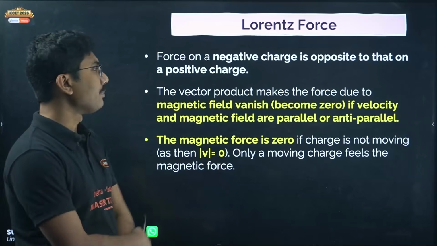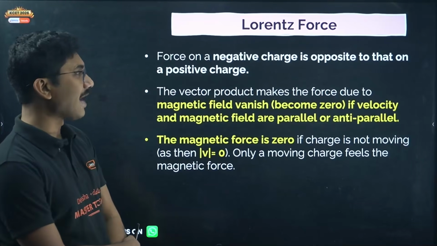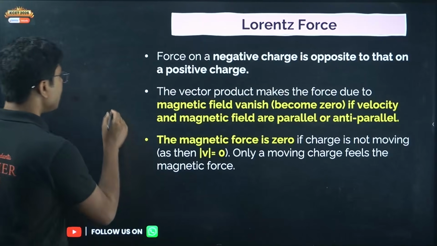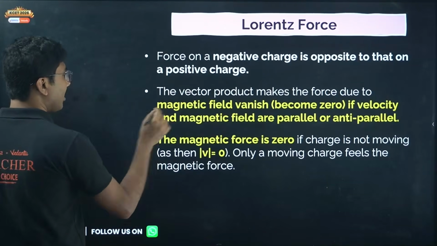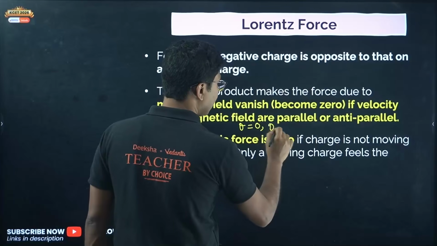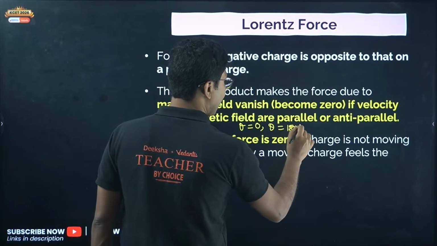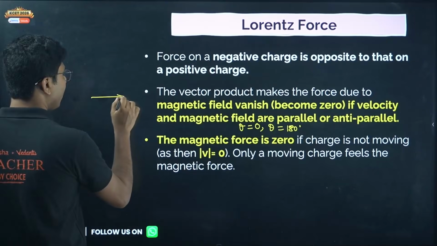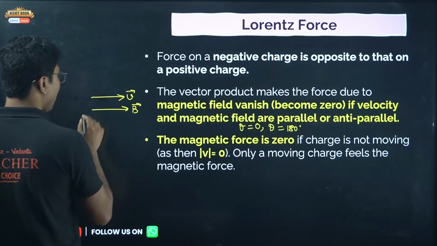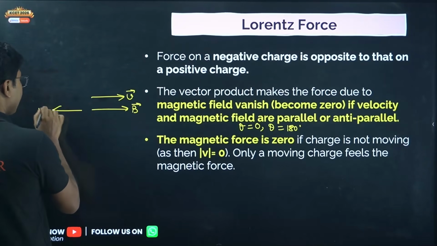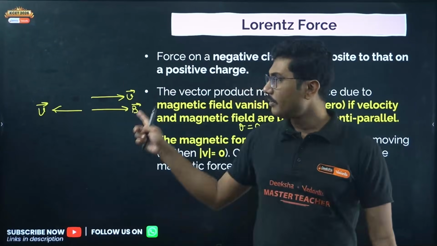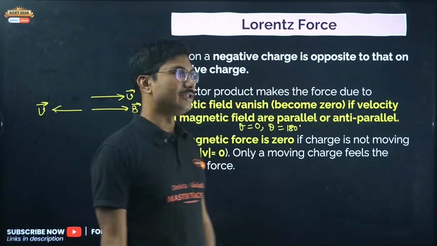The vector product makes the force due to magnetic field vanish if velocity and magnetic field are parallel or anti-parallel. So QVB sin theta, the force will be 0 if theta equals 0 or theta equals 180 degrees. As simple as that. So if velocity vector and magnetic field vector are in the same direction, or in opposite directions, so that they are parallel or anti-parallel, then the force acting on the charge is 0.